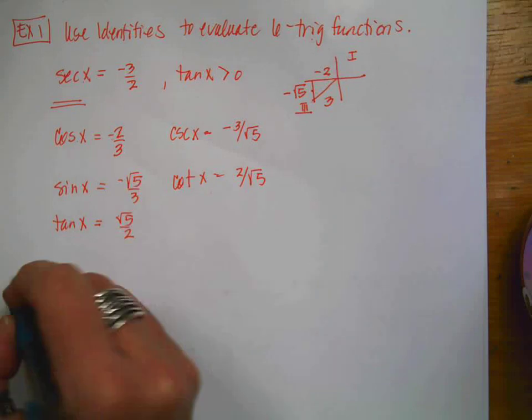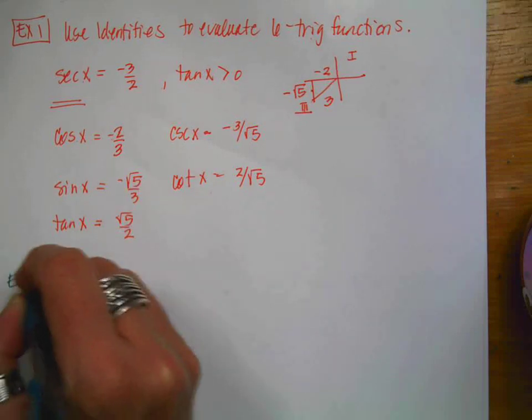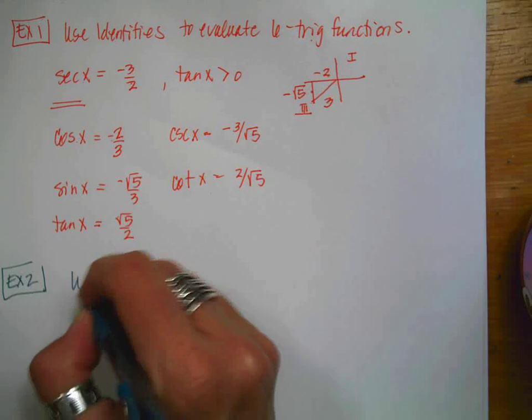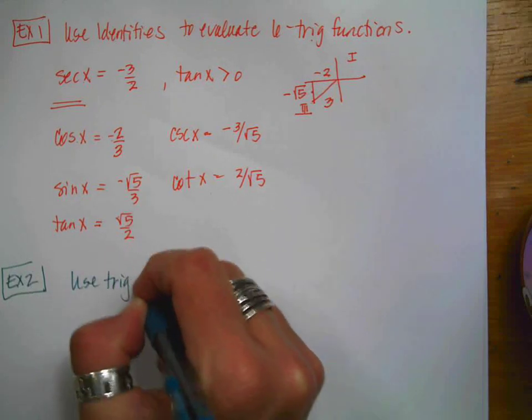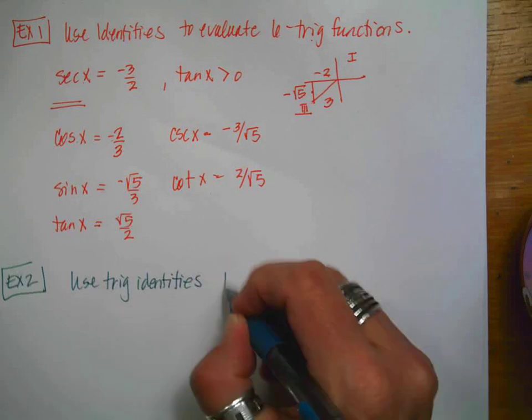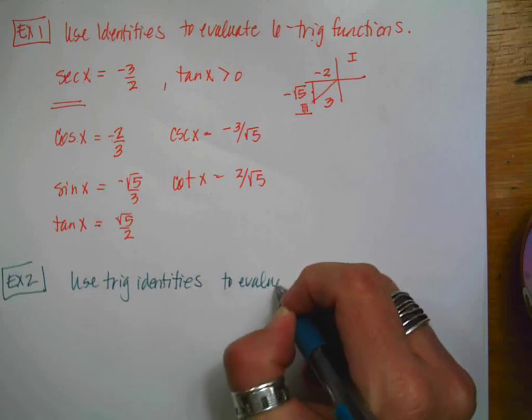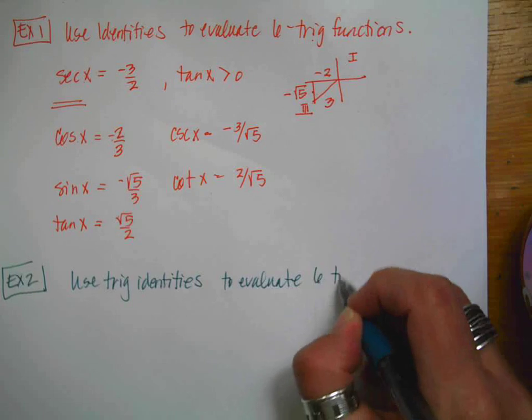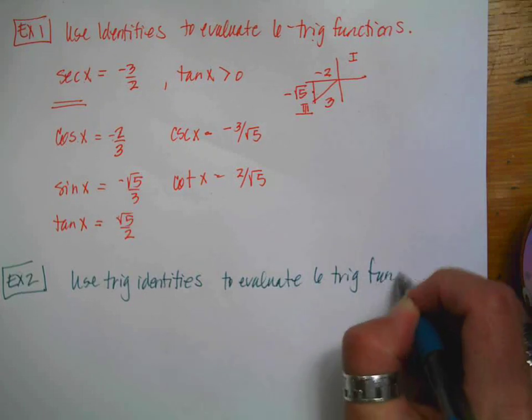So if I'm evaluating the 6 trig functions, they gave me 1, so I really only had to do the other 5. Alrighty, example number 2 wants us to use our trig identities. We're going to be doing trig identities for all of chapter 5 to evaluate the 6 trig functions.